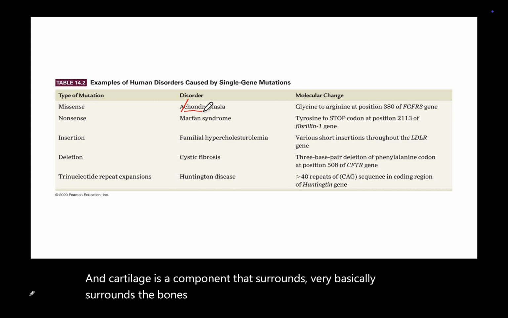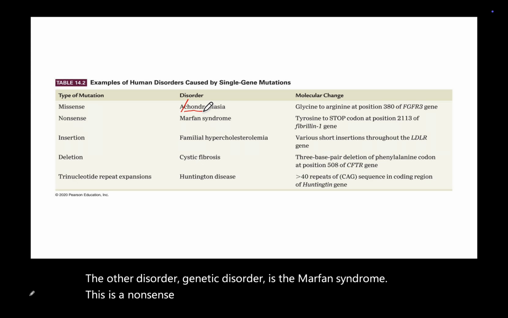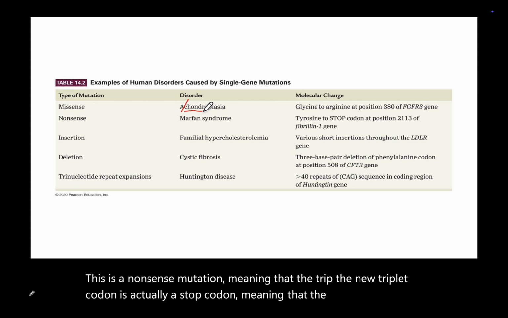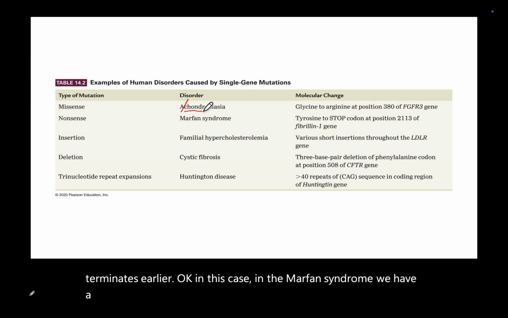This will cause a shortening of the limbs, for instance. The other genetic disorder is Marfan syndrome. This is a nonsense mutation, meaning that the new triplet codon is actually a stop codon, so the translation terminates earlier, okay? In Marfan syndrome, we have a genetic disorder that affects the connective tissue.